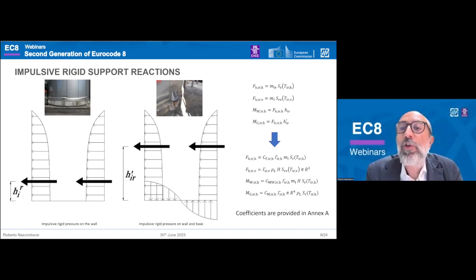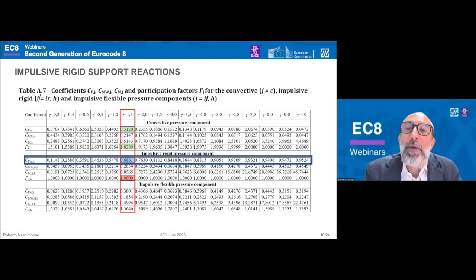And capital G is the moment below the base plate that takes into account the pressure on the bottom. The first one is used for design of the wall. The second one is an overturning moment for design of anchorage or foundation. Here is the analytical expression that Christoph was before showing for the simple evaluation of these forces according to the use of a table. Here we enter in the table with the slenderness of the tank.